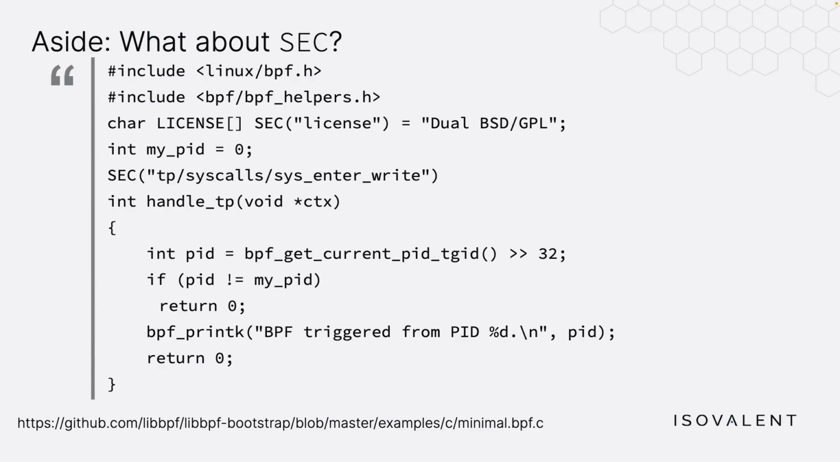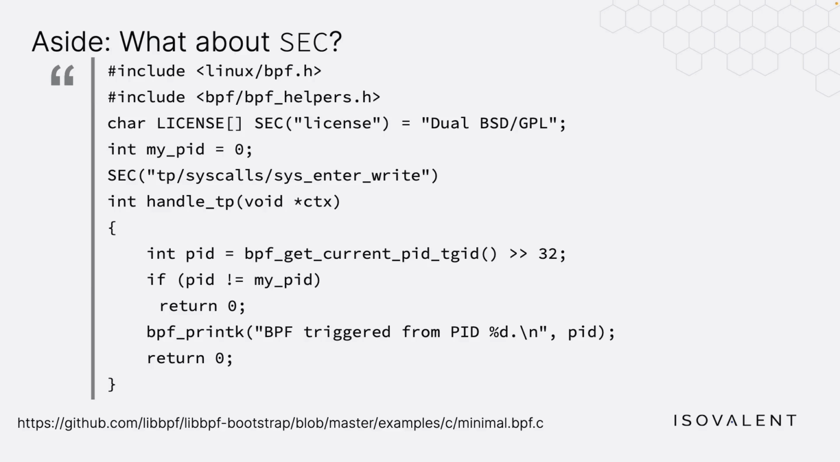As another note, those of you who are more familiar with eBPF will probably be wondering, what about SEC? Why haven't we declared our license? Why haven't we told the eBPF which function it needs to attach to? Normally when you write eBPF using a library, especially libbpf or some other things like that, you would attach this information in the actual source code, but we didn't.